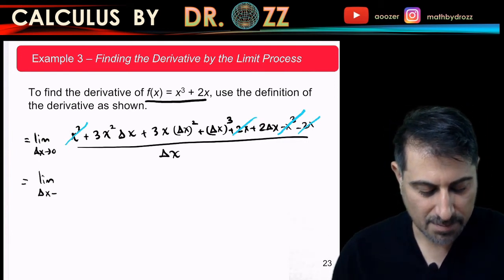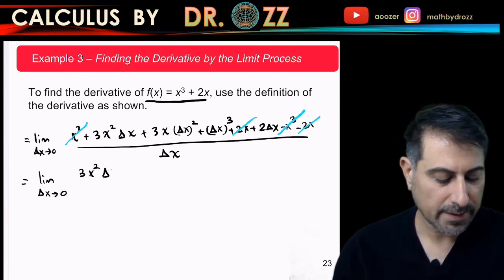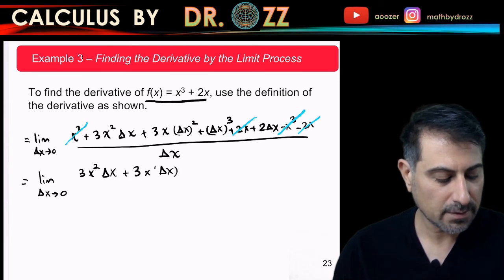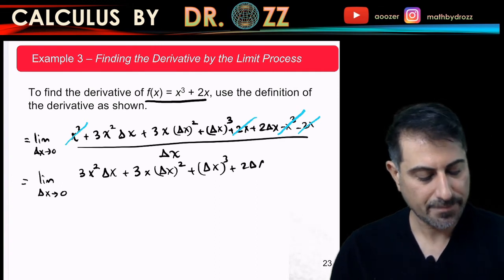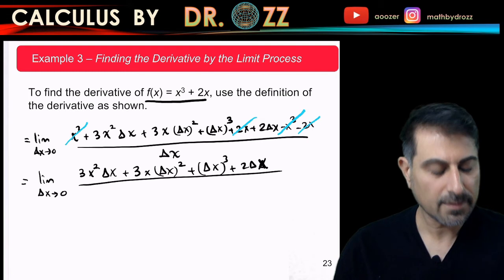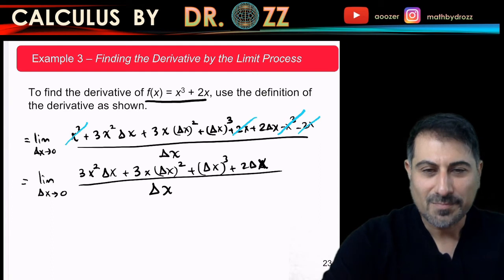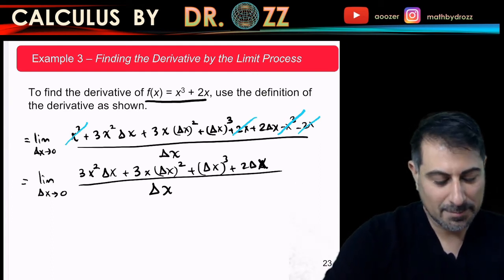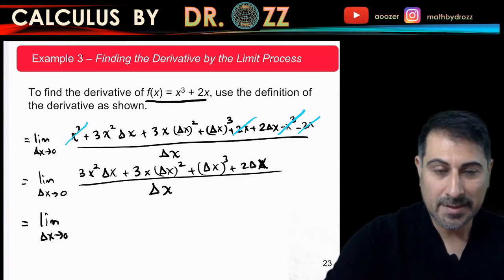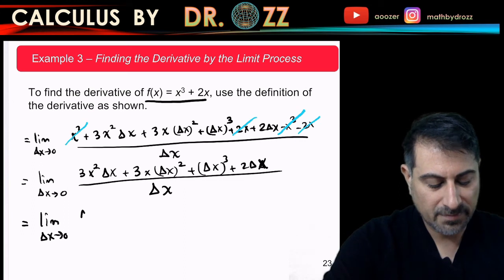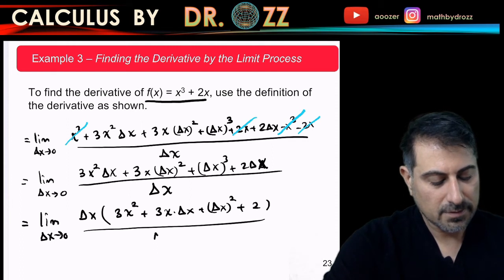So the top is going to be 3x squared delta x, 3x delta x squared, delta x cubed, and 2 delta x. And this is all divided by delta x. Do you see the commonality between top and the bottom? Well, delta x apparently is a common factor at the top, and that's going to allow me to cancel out delta x's in the next step. Okay, delta x factored out, and this is all divided by delta x.